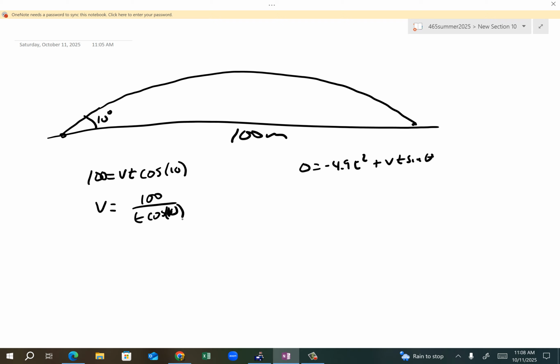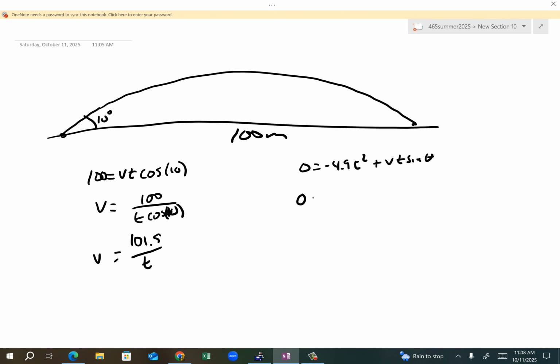Oh, I don't think that's right. So let's verify whether this is in degrees or radians. If I do cosine 45, that is correct. It is in degrees. So 100 divided by cosine of 10 is like 101.5. Okay, how exciting. So this is 101.5 divided by t. You with me?